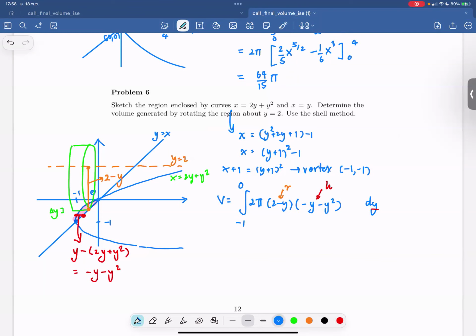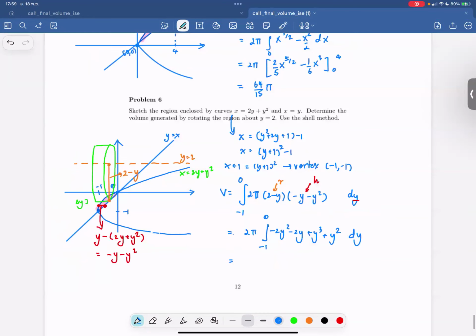Okay, so we are set, and then we just compute it directly: the integral of minus 2y squared minus 2y plus y cubed plus y squared, and then dy. You just use a simple calculation, and the final answer should be 5/6 pi.